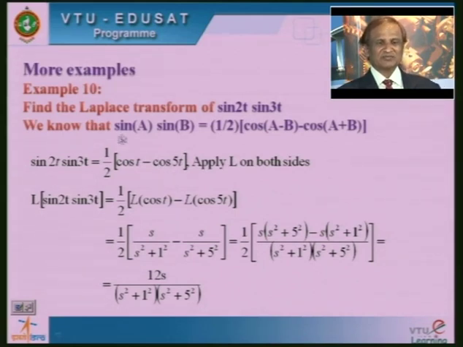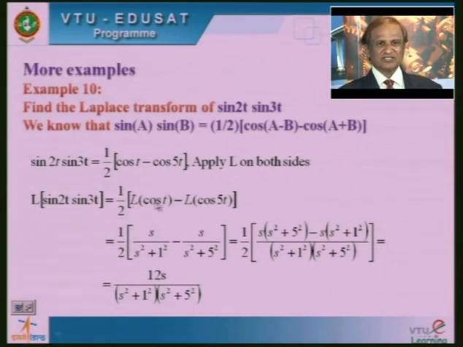Right? So now it becomes the standard form. I can apply Laplace transform on these two terms. Is it clear? Immediately I will apply L on both sides. Right? So L of, or Laplace transform of, sine 2t into sine 3t is equal to 1 by 2 times of Laplace transform of cos t minus Laplace transform of cos 5t. Is it clear? Right? So 1 by 2 is constant, so you can keep as it is.